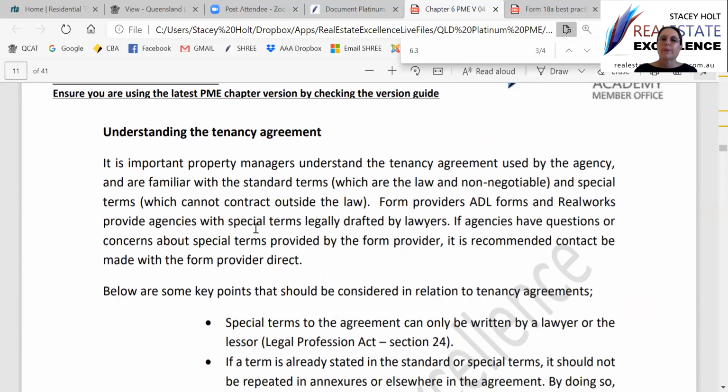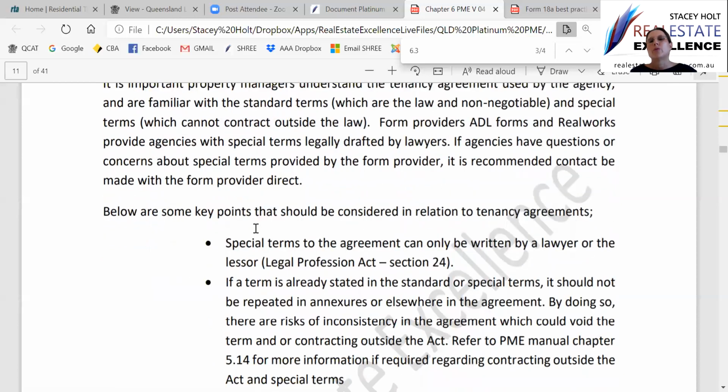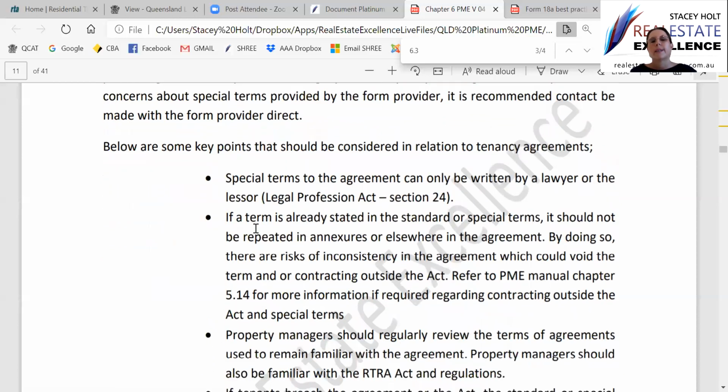So as I'm saying, it's important that PMs understand the tenancy agreement and have a refresher or learn, depending on who you privately are with me now. And you're familiar with the standard terms, which we know, again, are law and non-negotiable, and special terms which cannot contract outside the law. Now, form providers such as ADL and RealWorks provide us and your agency with special terms legally drafted by lawyers. If you have any particular questions or concerns about the special terms provided, well, it's obviously best to contact your form provider direct.